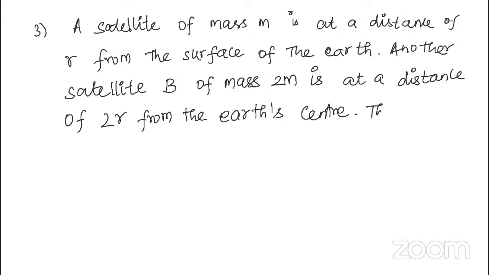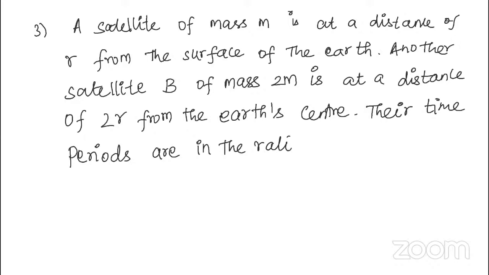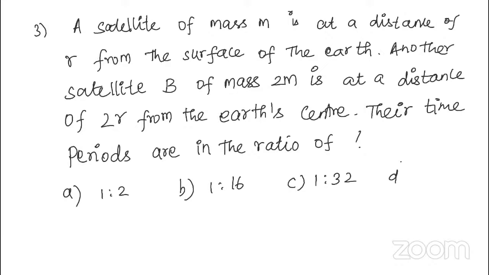The time periods are in the ratio of what? Here they are given the options: A is 1:2, B is 1:16, C is 1:32, and D is 1:2√2.